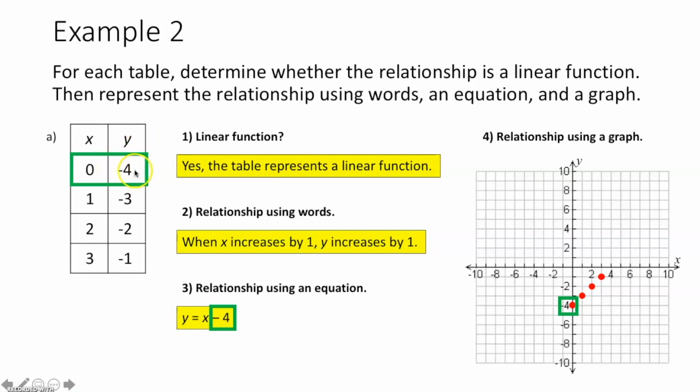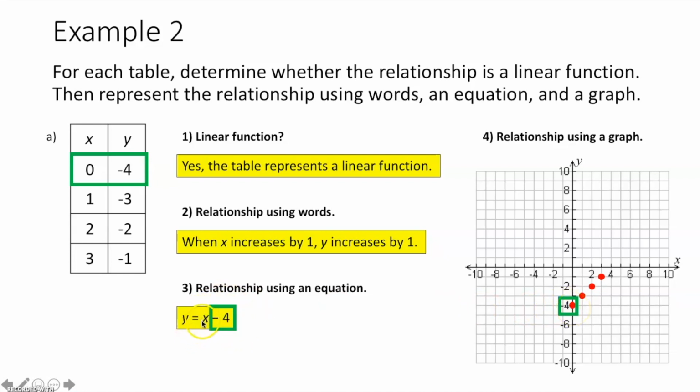And this number, anytime we have y equals for our equation, is going to be on the other side of the equation, and it's going to be added or subtracted to whatever our x is. So here, you can see because it's 0, comma, negative 4, we have y equals x minus 4. It's tacked on at the end, and it's where the graph crosses the y-axis.